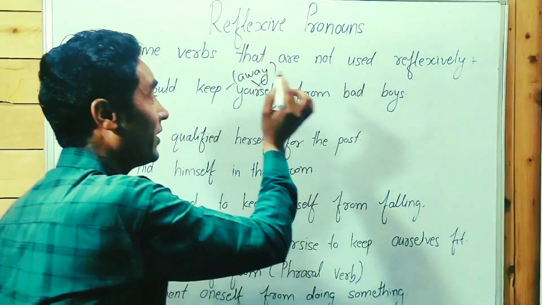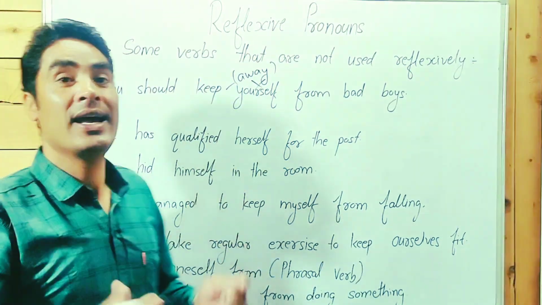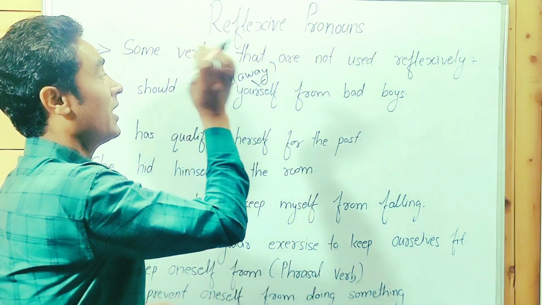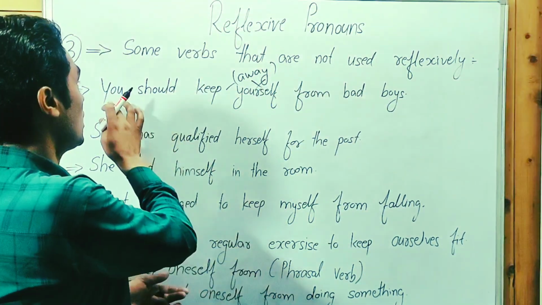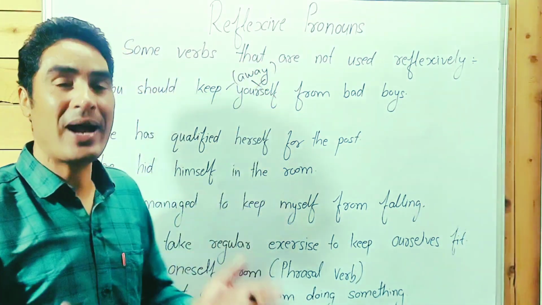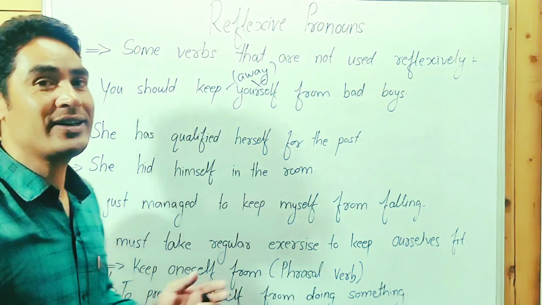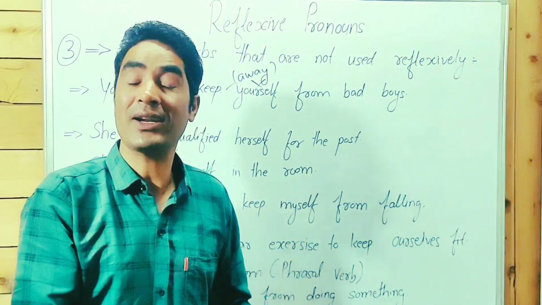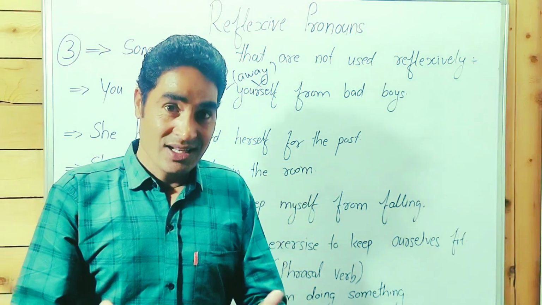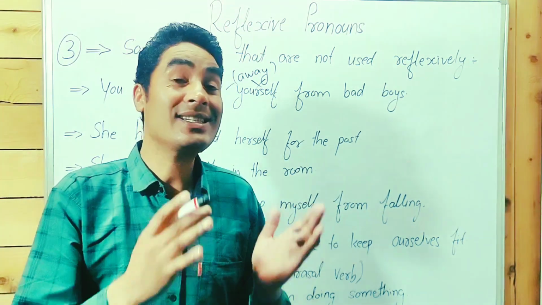You should keep away from bad boys, but you don't use a reflexive pronoun with it. He should keep away from bad boys, not he should keep away himself from bad boys. This will be an incorrect sentence. With keep we don't usually use a reflexive pronoun, but sometimes we use it, because to keep oneself is a phrasal verb.